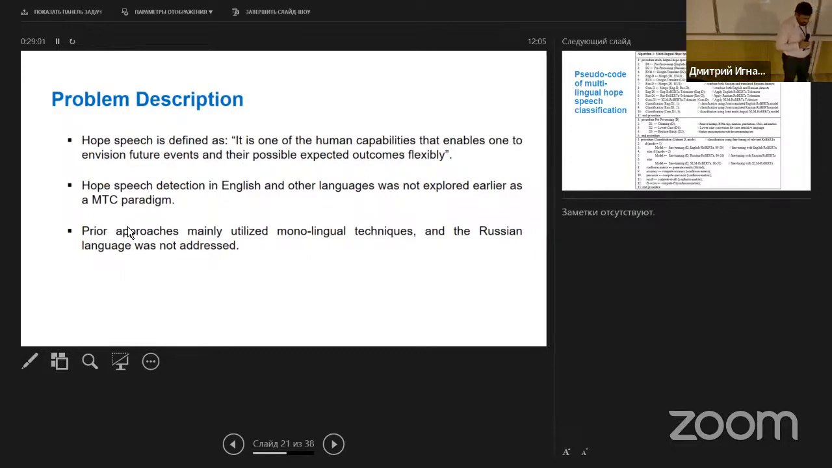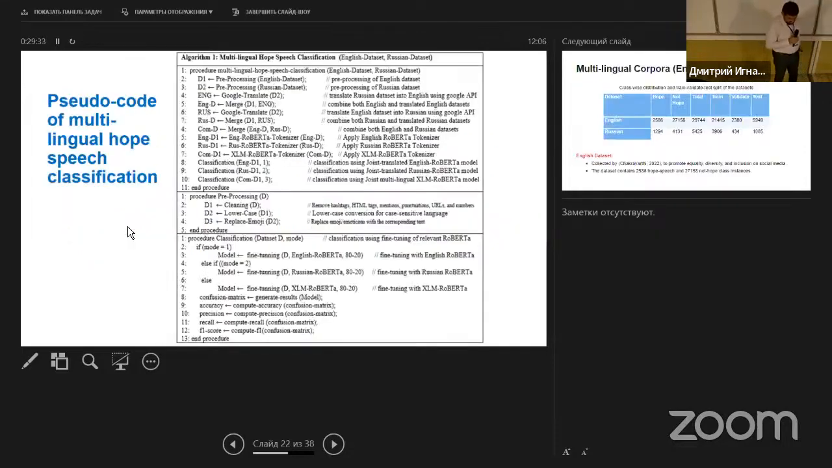When we surveyed the literature, we found that hope speech detection was not earlier addressed as a multilingual paradigm. It was addressed as a monolingual paradigm. That was one of the research gaps. The other research gap is that the Russian language was totally ignored in the literature. So we addressed two research gaps while designing this framework. That is the pseudocode of the proposed methodology.